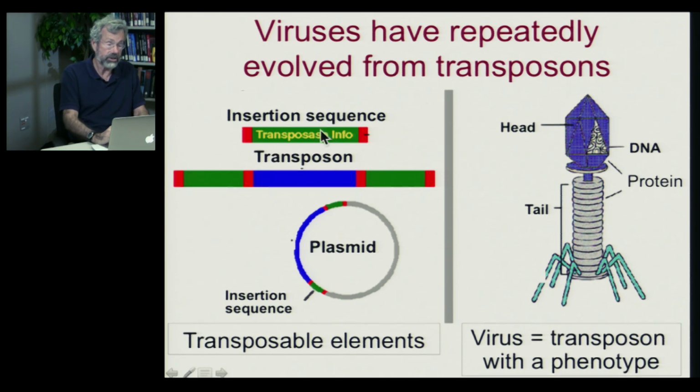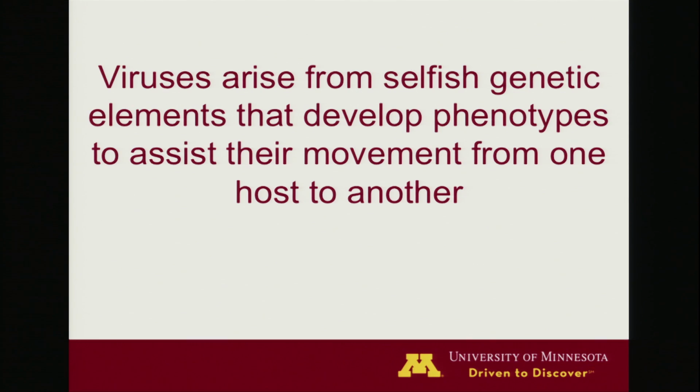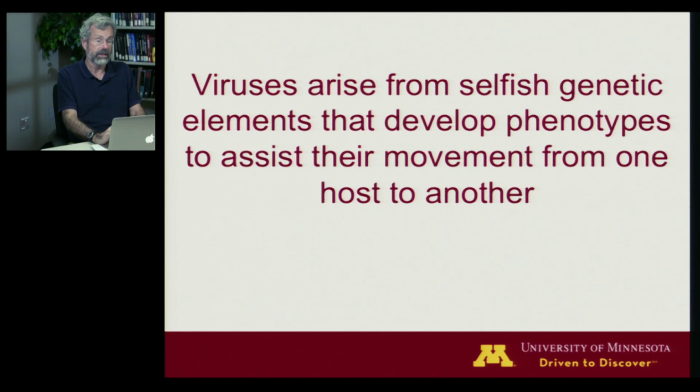So we had initially just these simple transposons that could replicate themselves, getting themselves from one part of the genome to another within the same host, whether they're plasmids or the jumping genes like Barbara McClintock found. But then we have a virus, which is essentially just a transposon. All a virus does is get itself somewhere else in a genome, but it has a phenotype. And that phenotype allows it to exist outside of a host for a prolonged period of time, in some cases weeks or even months, while it waits until it finds a new host. So viruses arise from selfish genetic elements that develop phenotypes to assist their movement from one host to another.